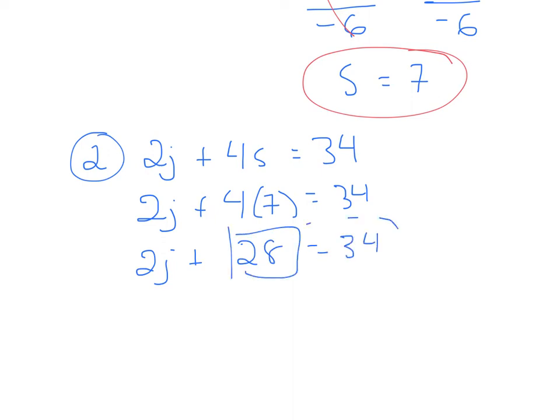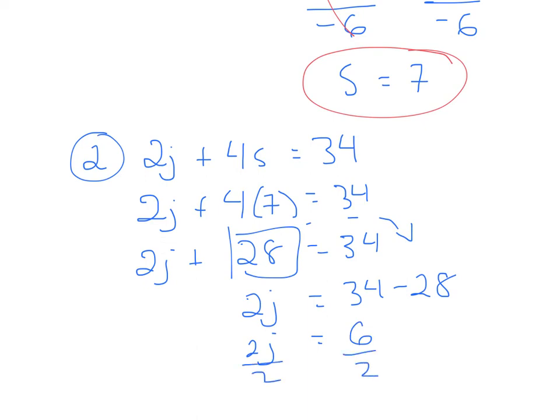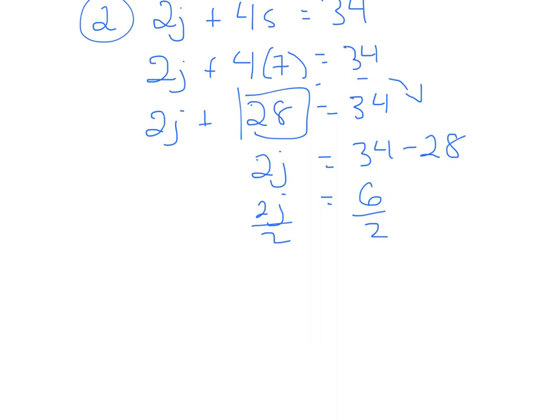Bring the 28 over here and change the sign. I get 2j equal to 34 minus 28, so 2j is equal to 6. Divide both sides by 2. The 2's cancel out, and I'm left with 1j, and 1j is equal to 3. So 1 jujube costs 3 cents, and 1 Smartie costs 7 cents. So that's solving by substitution. Along with solving by elimination, these are now 2 useful methods that we can use to solve a system of linear equations other than graphing.